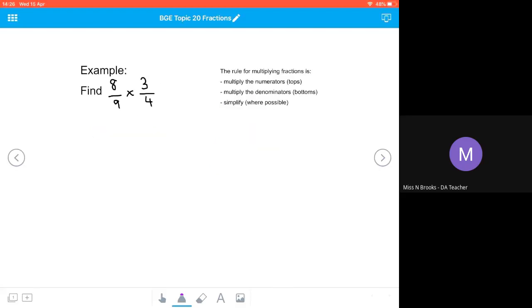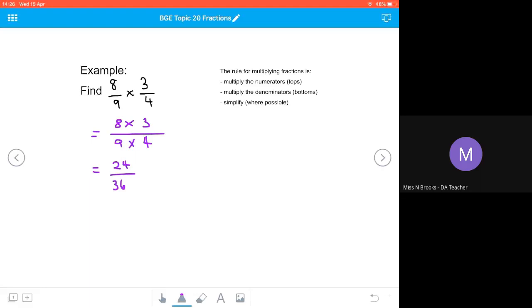So the next example, we're going to find 8/9 times 3/4. So same process, equal sign, fraction line, 8 times 3 on your numerator, 9 times 4 on your denominator. So again, we're going to multiply the tops. 8 times 3 is 24. 9 times 4 is 36.